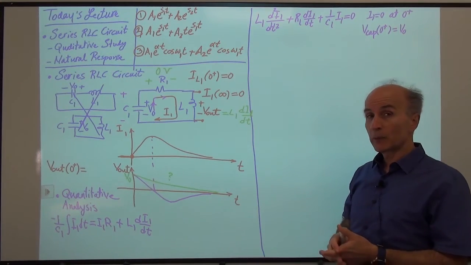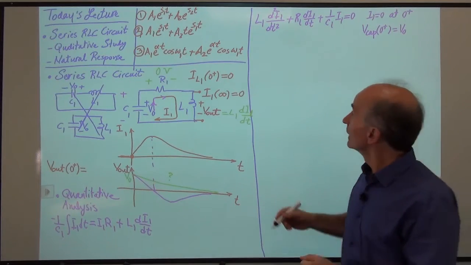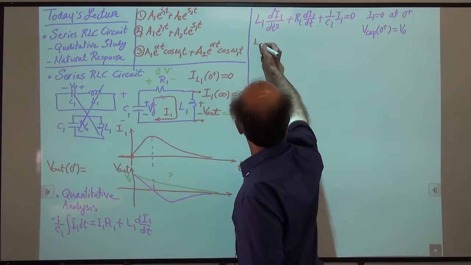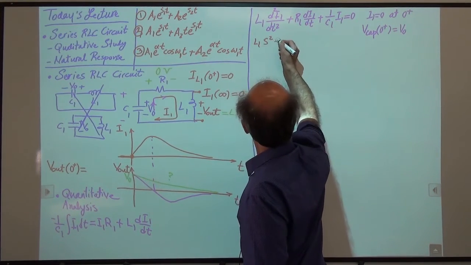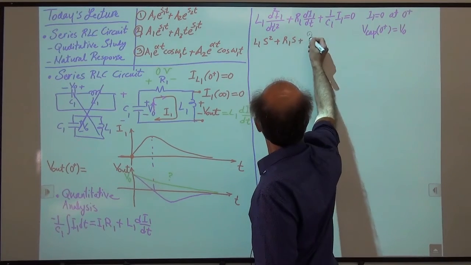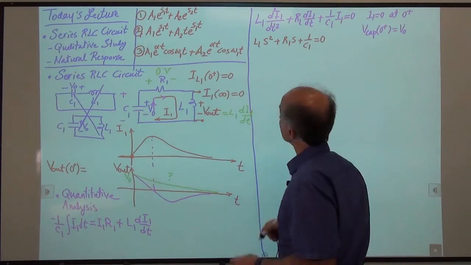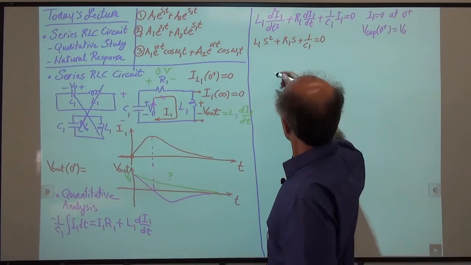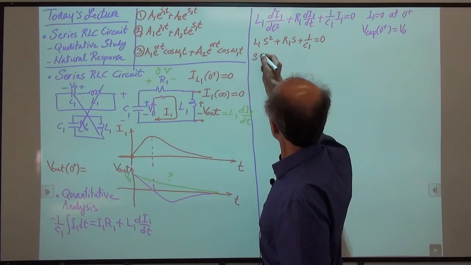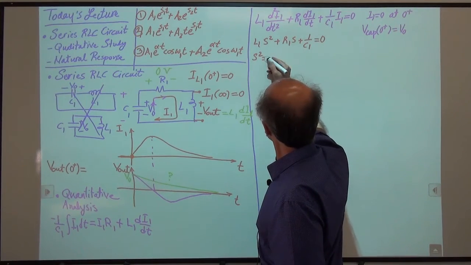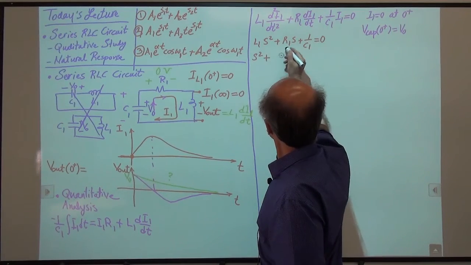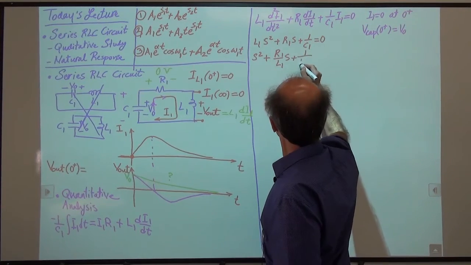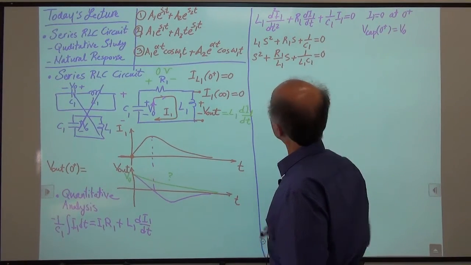All right, so as usual, we write the characteristic equation first. The characteristic equation will be like so. It's L1 s squared plus R1 s plus 1 over C1 equals 0. Is that right? Okay, so we can even try to write it in this form, which is a little easier to see. We'll divide by L1. So we have s squared plus R1 over L1 times s plus 1 over L1 C1 equals 0.